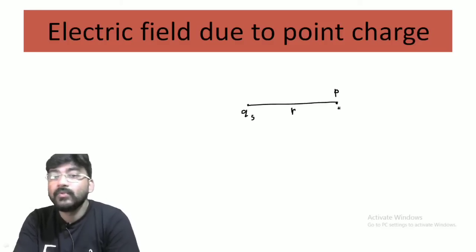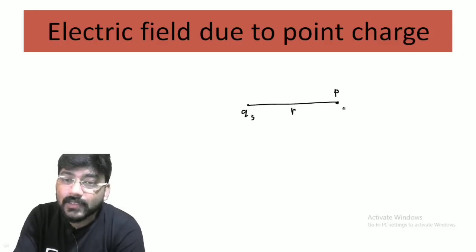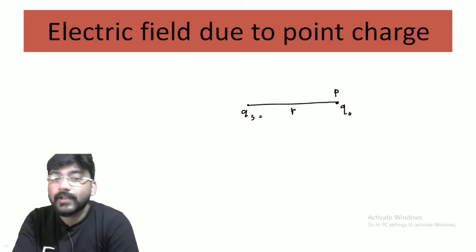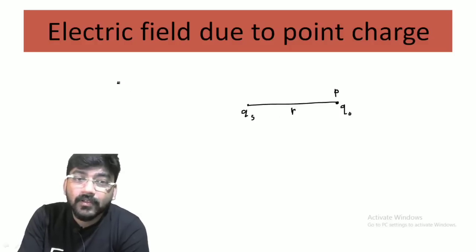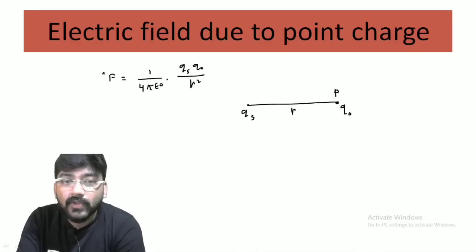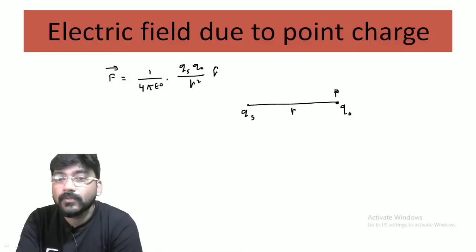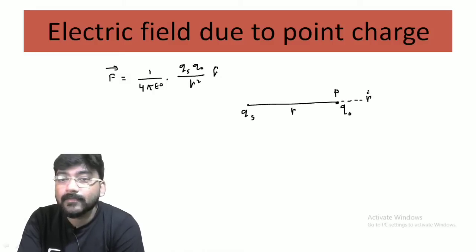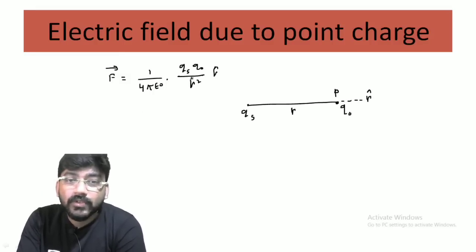So we have to place a test charge Q0 over here, and find out the force on Q0. The force on Q0 will be 1 upon 4 pi epsilon naught into QS into Q0 divided by r square. And as a vector, it will be along r cap, because the force will be along this direction. So this is the force. So what will be the electric field strength E? E vector will be F by Q0.